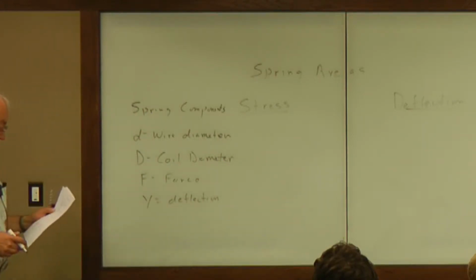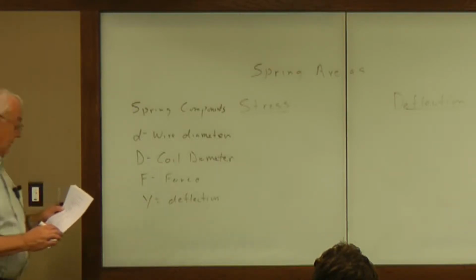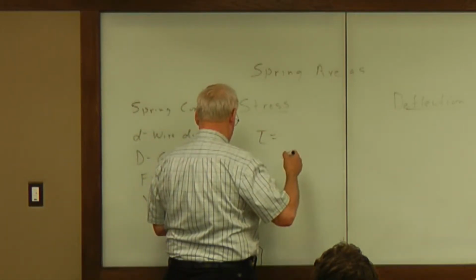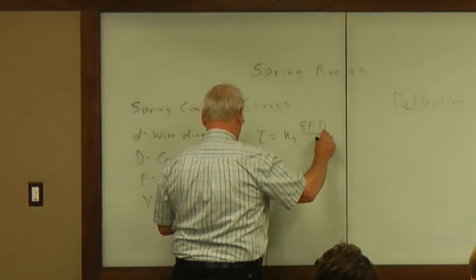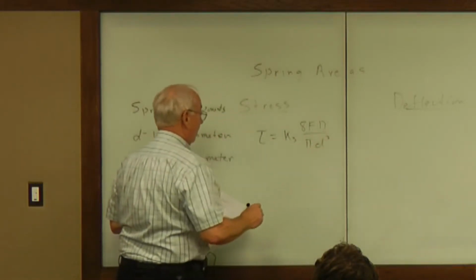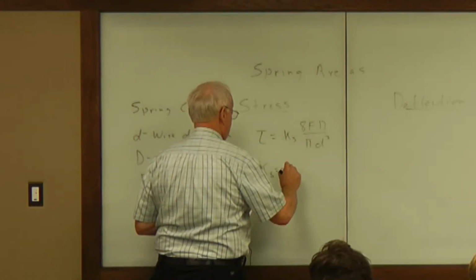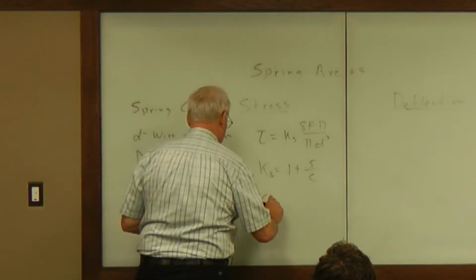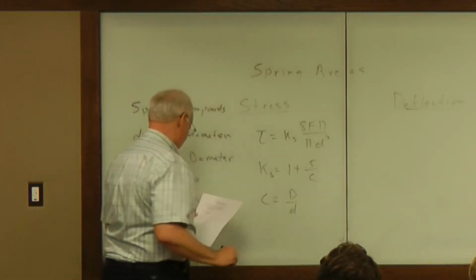So that's that part. And then in the torque, the torsional stress, we use Greek letter tau. You're probably familiar with Greek letters here. And you don't have to memorize any of these at all. So all of these you have defined except for the Ks, which is a constant, and it's this. And the C is called spring index, big D over little d. So you can see that.